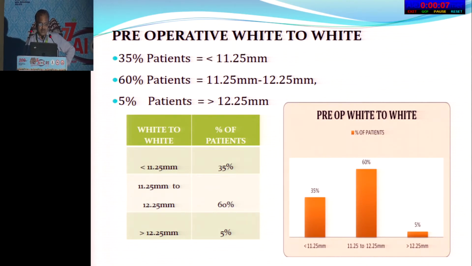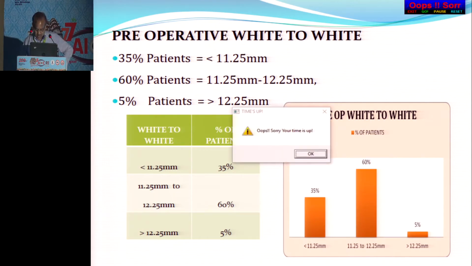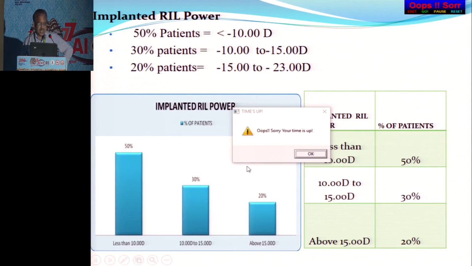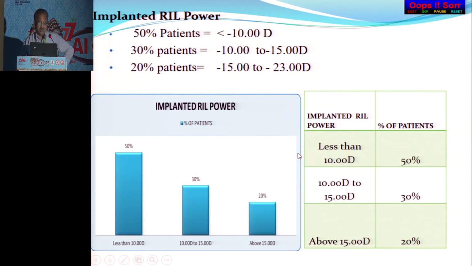had 11 to 12.5, and 60% had 11 to 12.5, and 5% had 1%. And ICL power, if implanted, 50% showed up to 10 diopters, and 30% had 10 to 15 diopters, and 20% had 10 to 23.